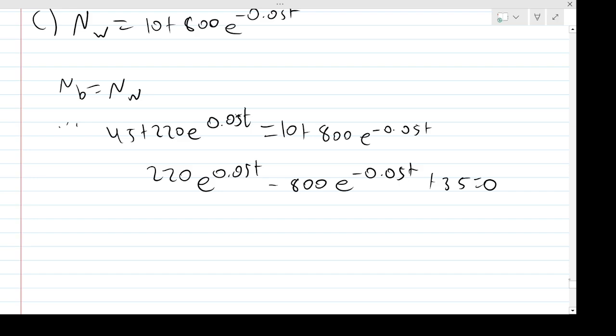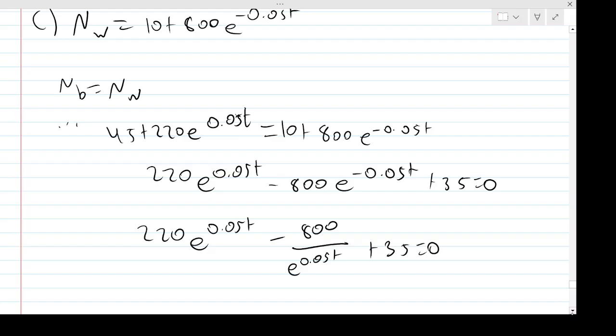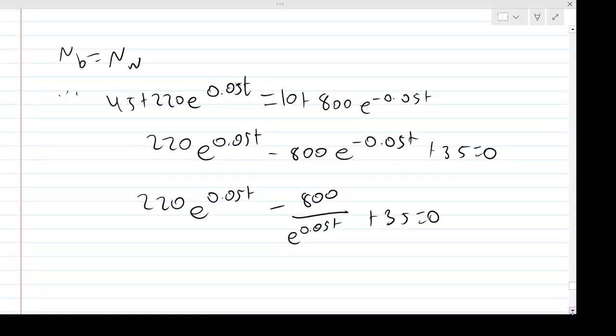To spot this, I can convert this negative exponent as a reciprocal, right? If I use my power law, a negative power means it's a fraction. So I can say that this is 220 e to the 0.05t minus 800 over e to the 0.05t, add 35 equal to 0. Then I can times by e to the 0.05t.